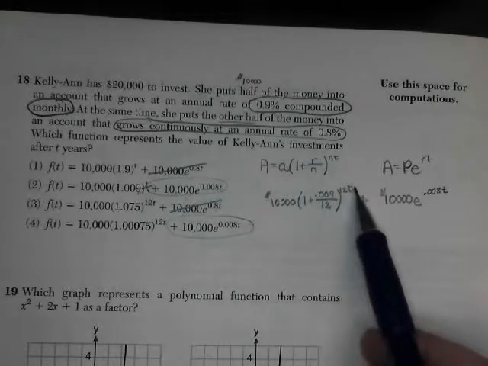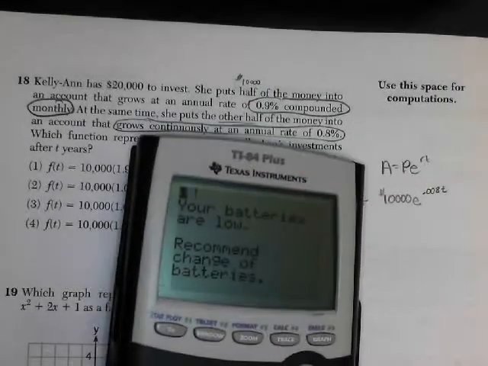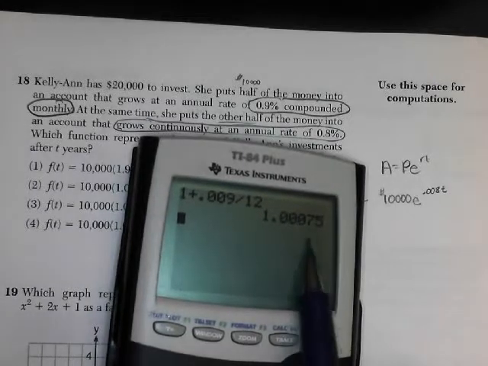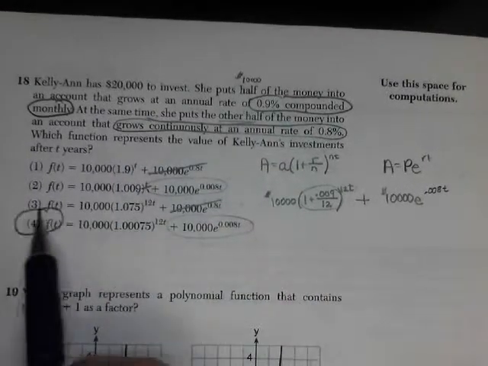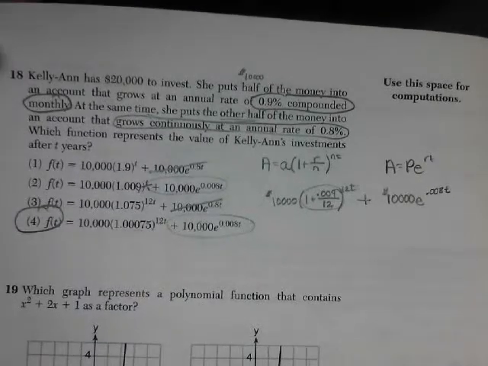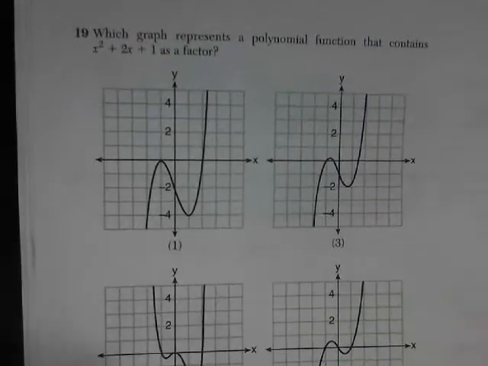So you see the 12t, but if you actually crunch that, 1 plus 0.009 divided by 12, that's the 1.00075 to the 12t power, so D is what we're looking at. If you don't know those formulas, you have no prayer. And even knowing them, it's a somewhat tougher question just because it's combining multiple types of growth.